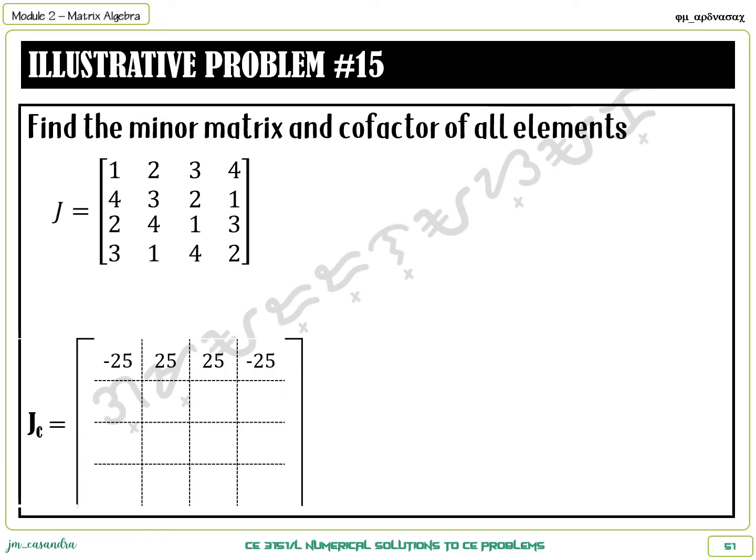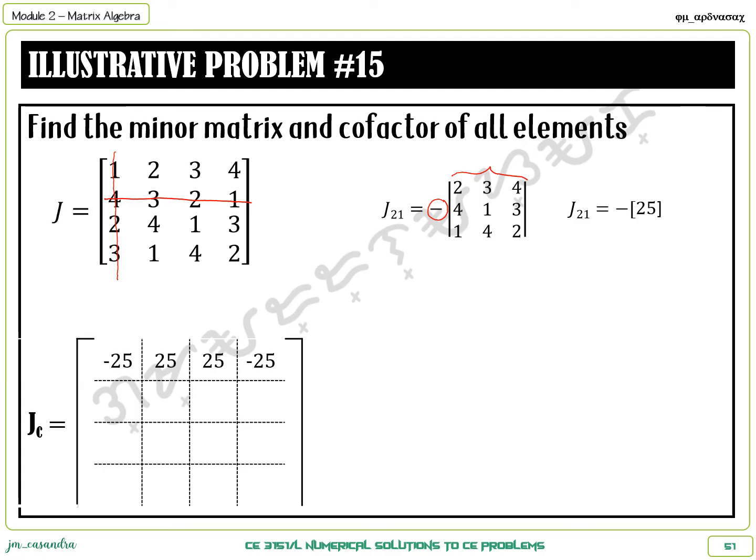So let's move to the next row, row 2. For the next element, row 2, 1, this will be our minor matrix. For the cofactor, include the negative sign, and computing for its value, it will now be equivalent to negative 25.